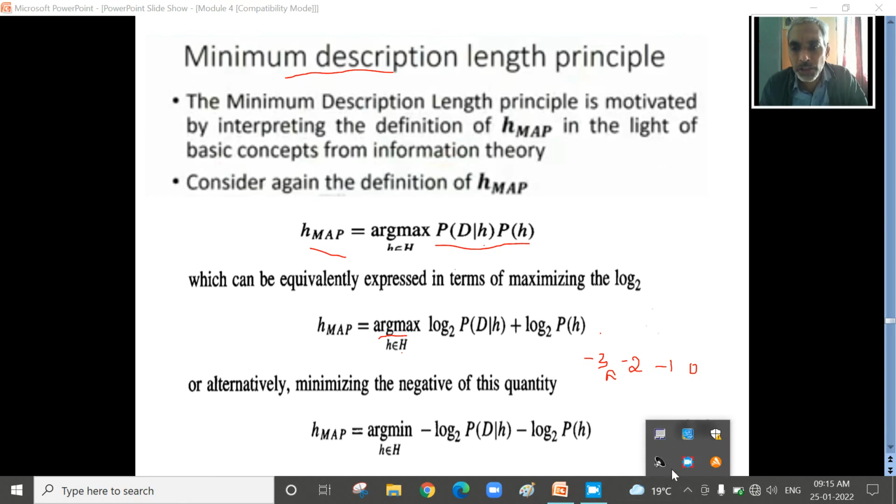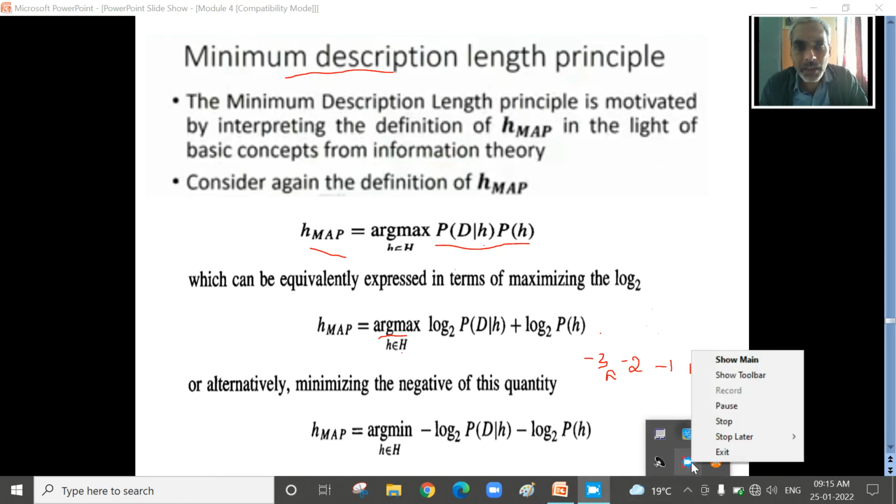Okay, so now try to understand this minimum description length principle. But to understand this, you have to go back once again and look into the maximum a posteriori hypothesis, so that things become more clear. So let us look into the Naive Bayes classifier in our next session. Thank you very much.